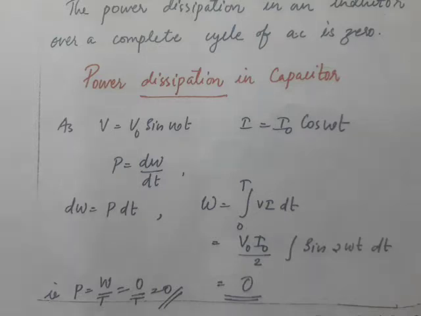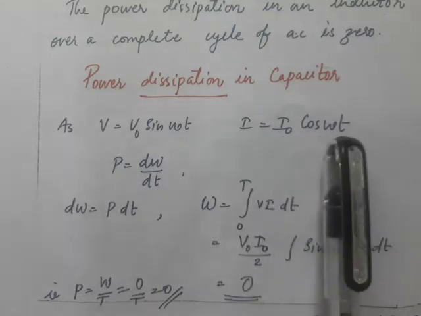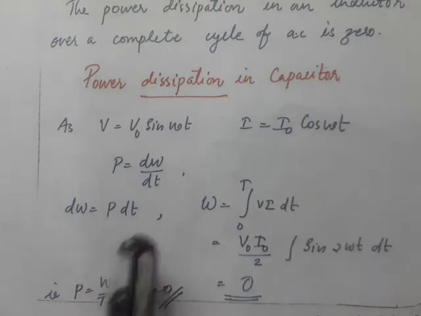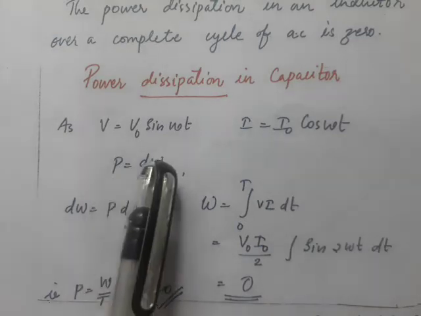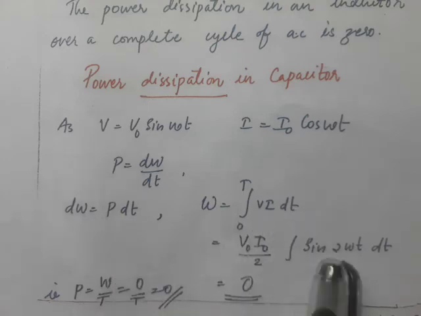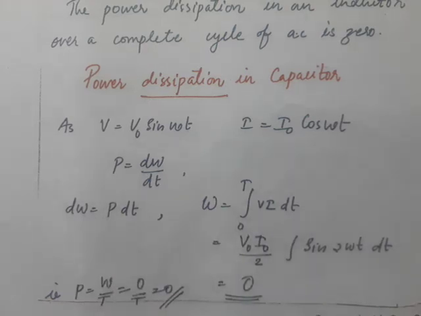This time it is not negative, it is positive. I equal to I0 cos omega t. Those who have confusion about how this equation came, go back to the previous capacitor derivation, you get this. Same procedure: substitute P is equal to dW by dt, dW is P dt, integrate it, substitute the value, you get the same value, 0.